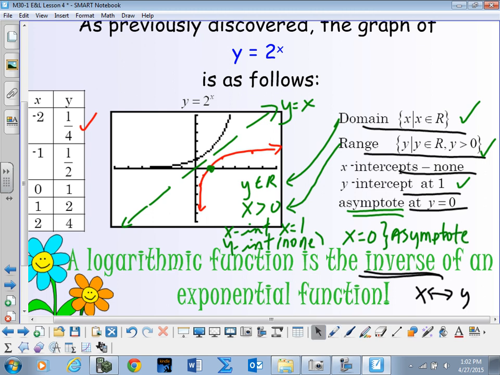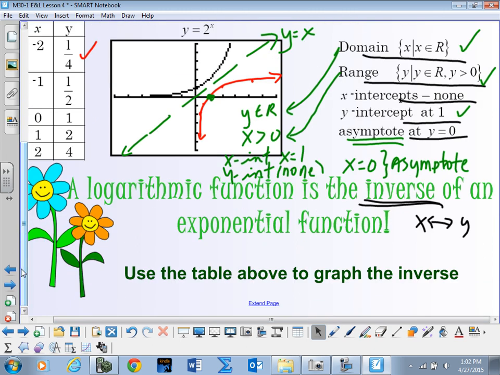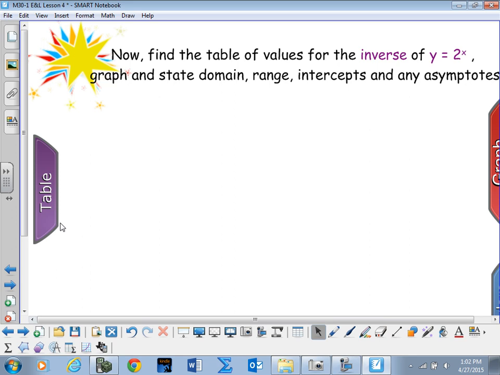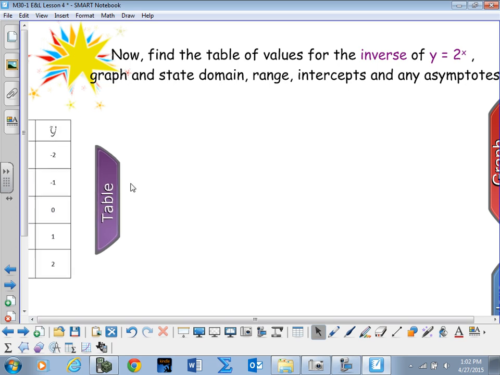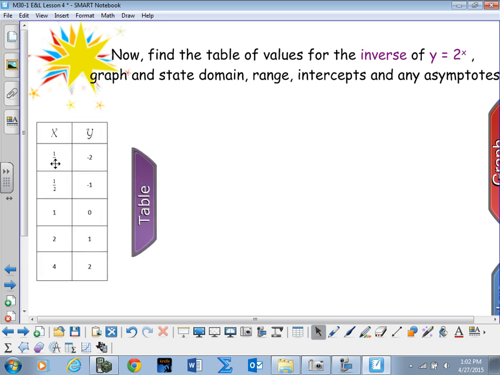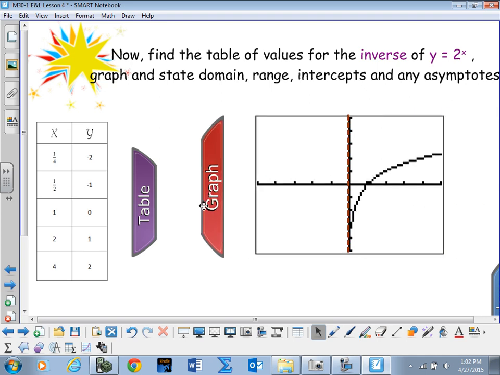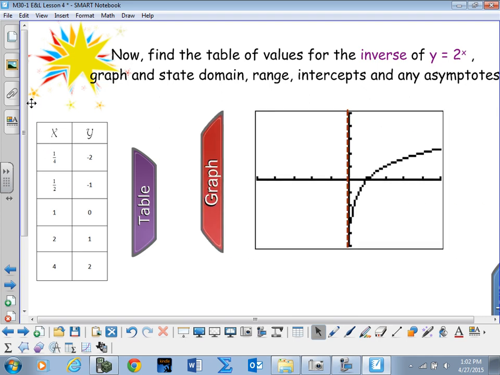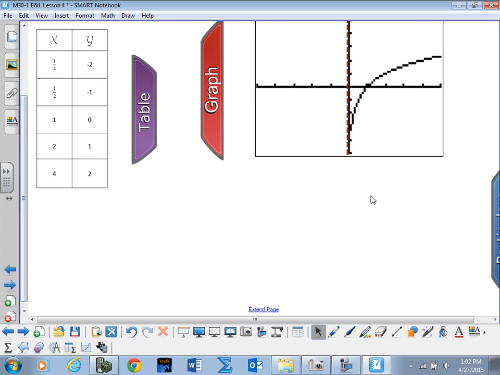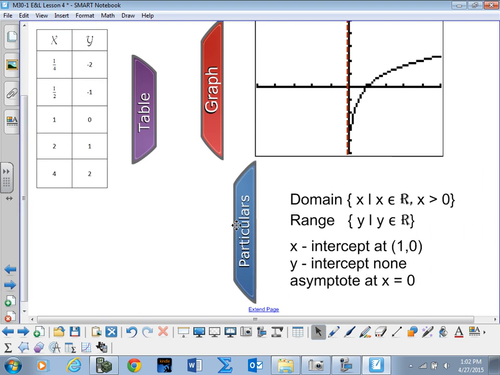Okay, I kind of squeezed everything into this first page, but there is a second page in your notes that you can use to fill this in much more neatly. So if we were to take the table of values and switch all of these values, which is what I just did in the other graph, we would get this. And those characteristics that I squeezed in there, you might want to write them down nice and organized on this page.